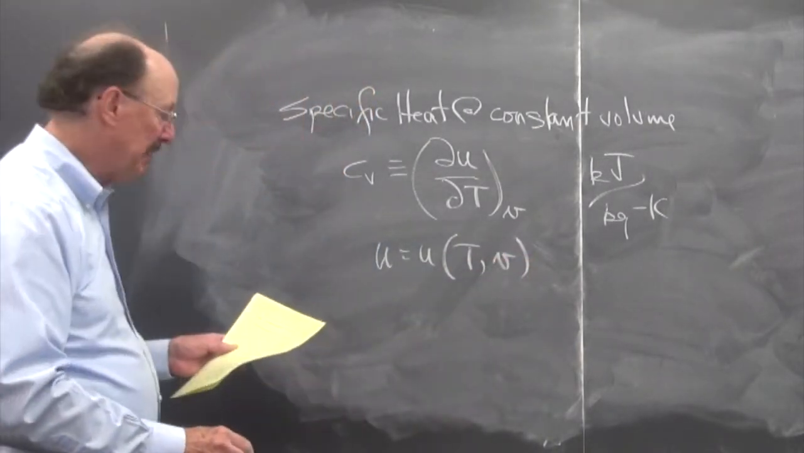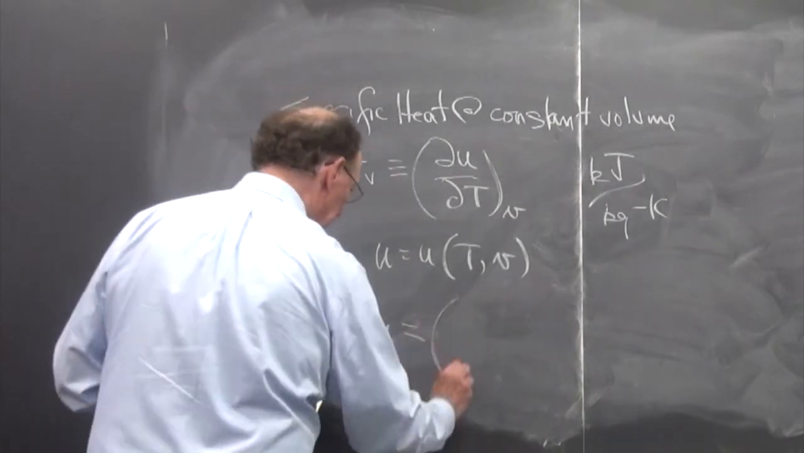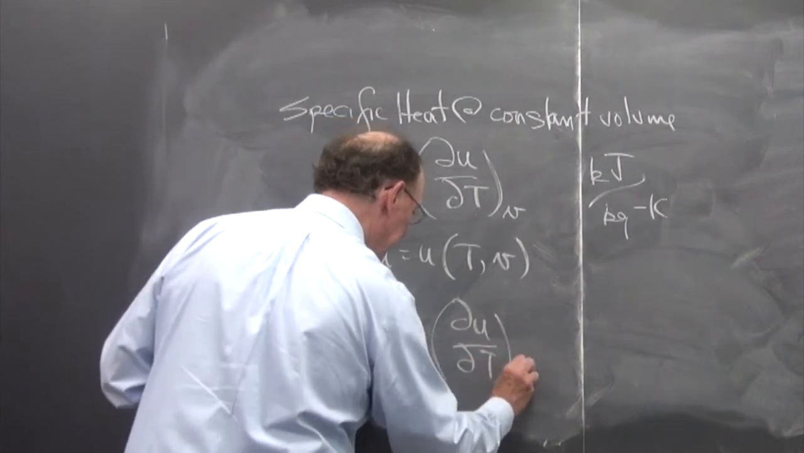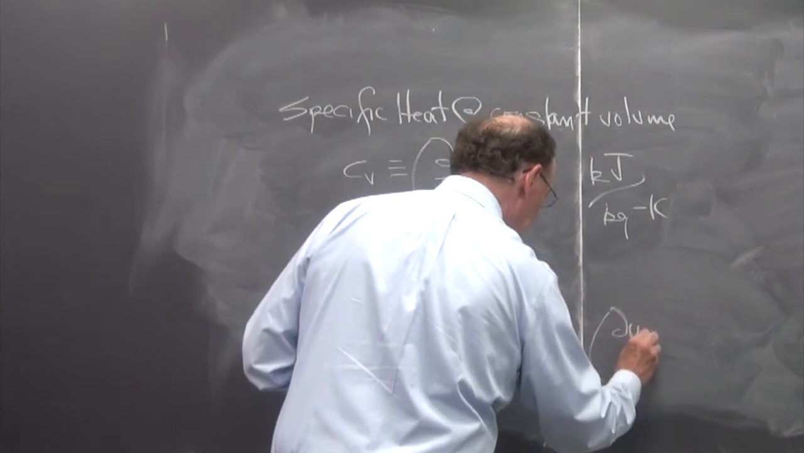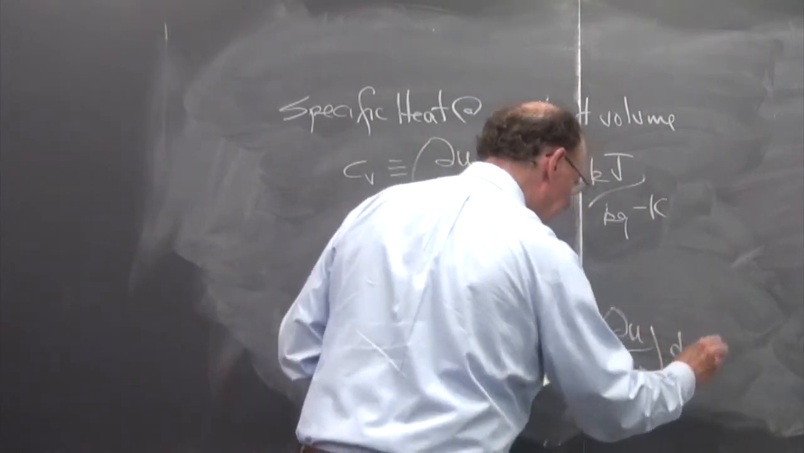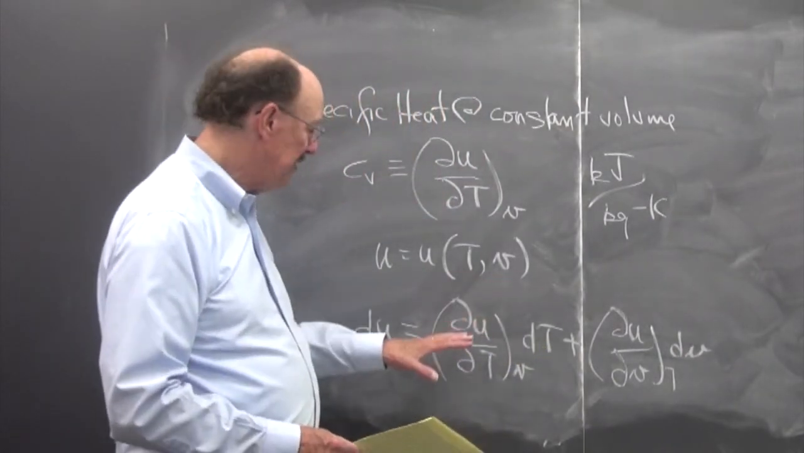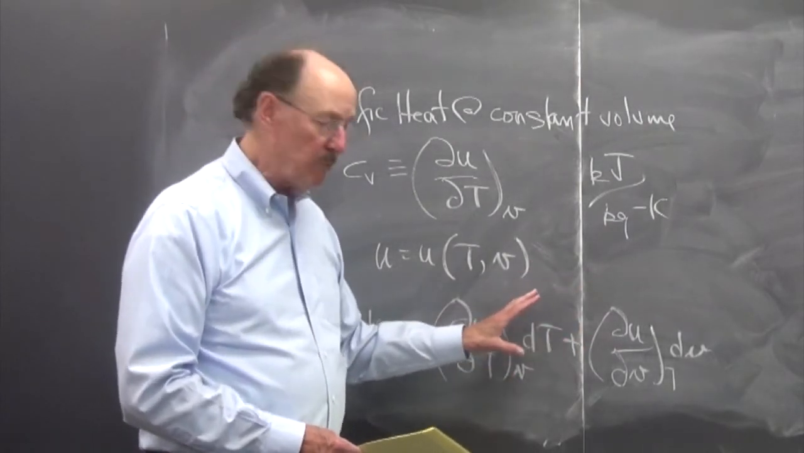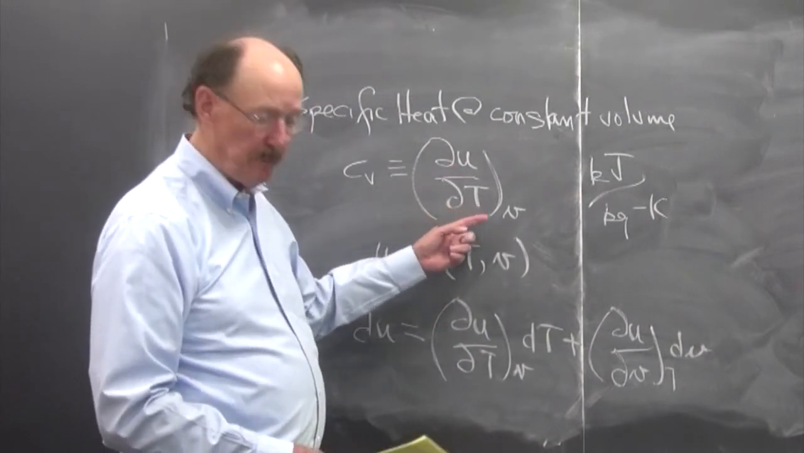I can write the total differential, du is equal to du dT at constant v dT plus du dv at constant T dv. And so what we're interested in, it's like, my goodness, what's going to happen? So an experiment was done that is eventually going to show that U is equal to U of T only for an ideal gas.